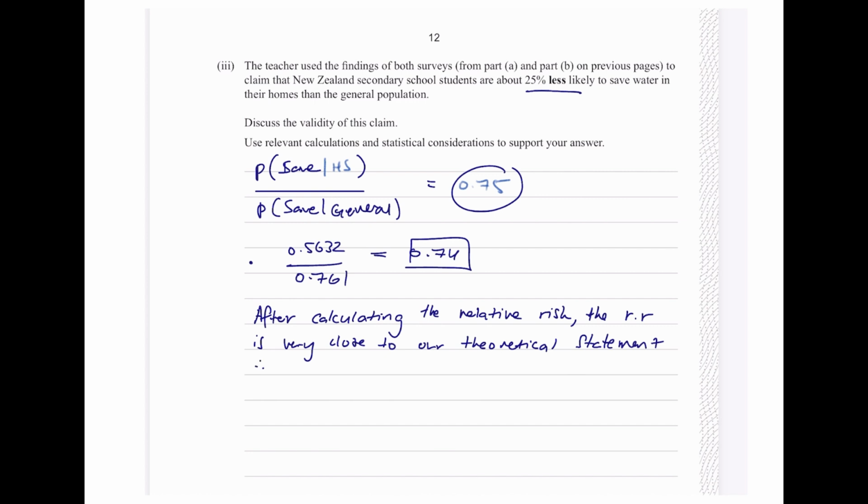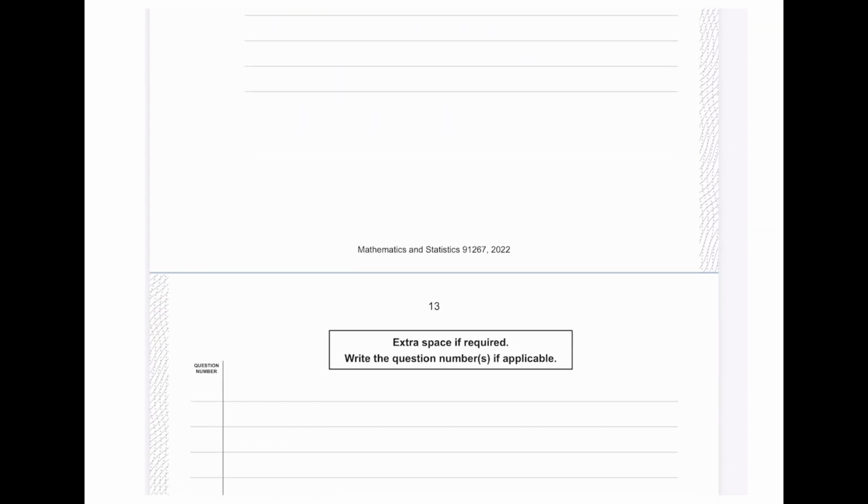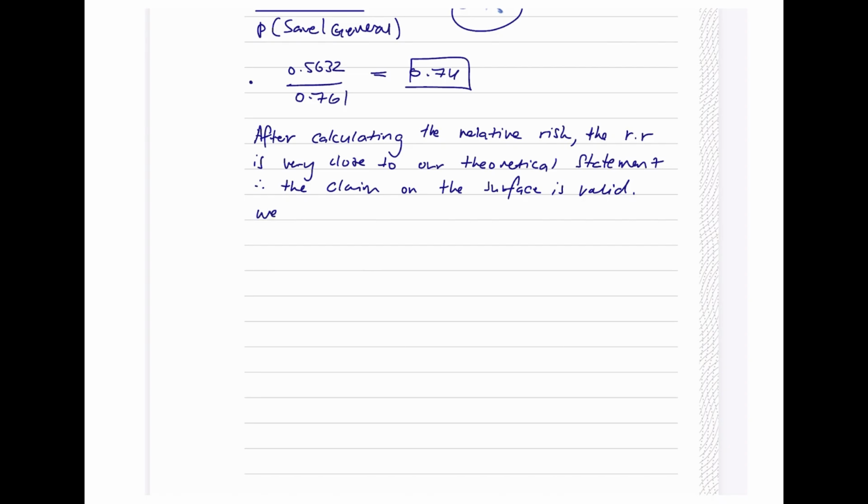So therefore, the claim on the surface is valid. But we need to look more into whether we can actually make these generalizations. Well, to be honest, we probably cannot make these generalizations. What's the reason for that? Well, we need to actually look at how we've done our surveying.